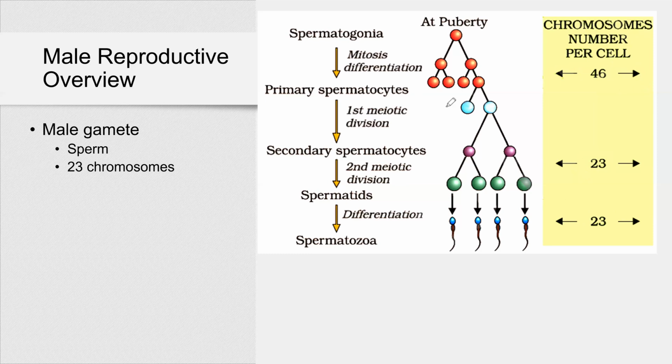So here we have our primary spermatocytes. I think this is primary spermatocytes. Yes, primary spermatocytes, secondary spermatocytes, spermatids, and then we have differentiation and maturation, and we have spermatozoa. So the point over here is that male gametes are sperm, and sperm have only half the number of chromosomes. They are haploid cells, and from one spermatogonium, we can form 4 spermatozoa.